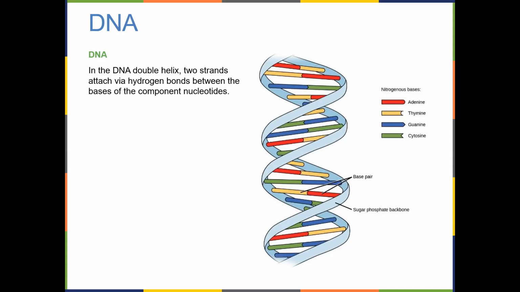And the bases are important. The order of the bases determines the order of the amino acids that go into the production of a protein. And the order of those amino acids is critical. Consider hemoglobin. Hemoglobin is 360 amino acids long.